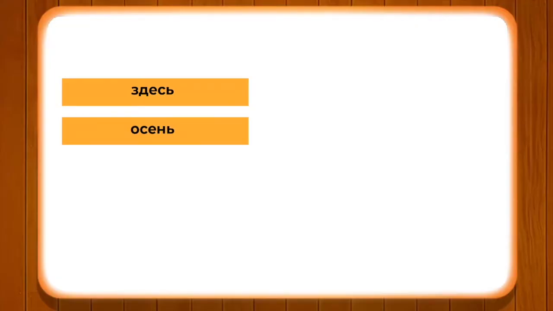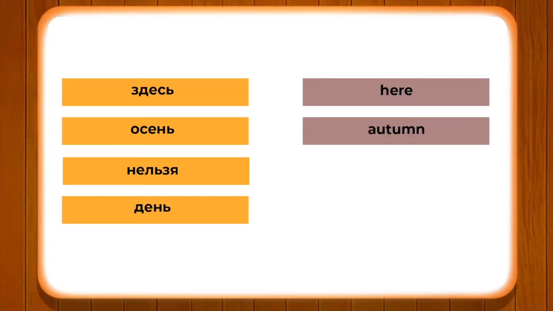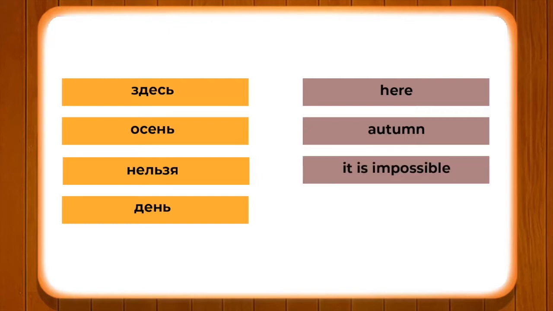Здесь, очень, нельзя, and день. Здесь means here, очень means very, нельзя means it is impossible, and день means day. Now let's go to the next part.